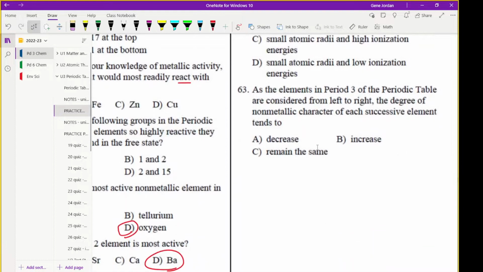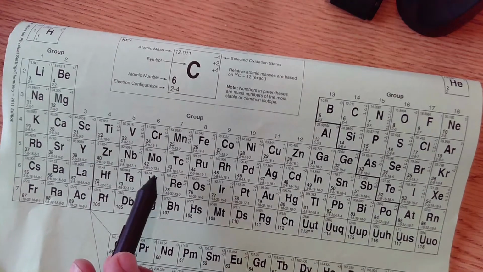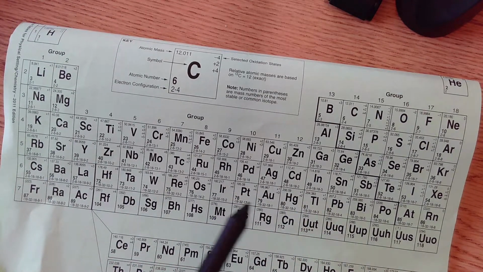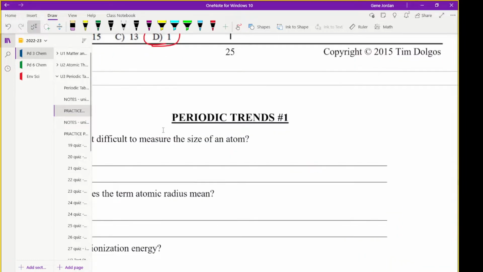Down to 63. For elements in period 3 of the periodic table, considered from left to right, the degree of non-metallic character of each element tends to what? So it doesn't even matter what period it is. If you're moving from left to right across the periodic table, it goes from metals to nonmetals. So you can probably guess it's going to decrease. The non-metallic character, I have to be careful and read this. The non-metallic character increases. The metallic character decreases. So I don't go too fast through that problem.